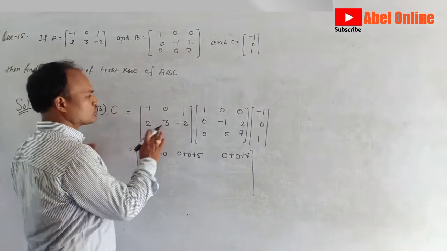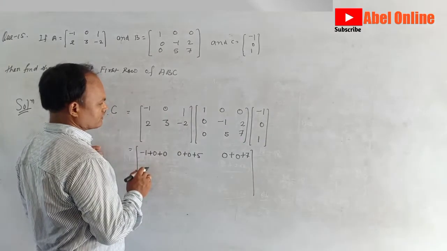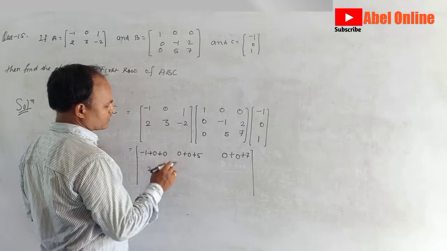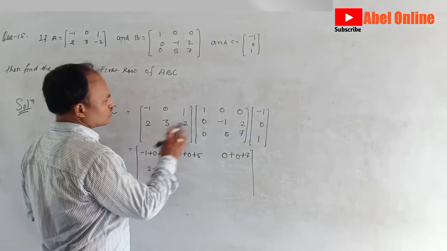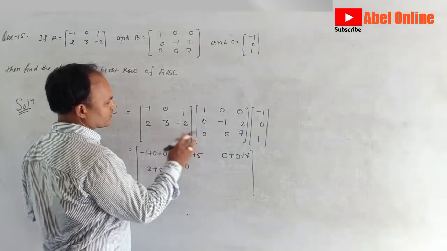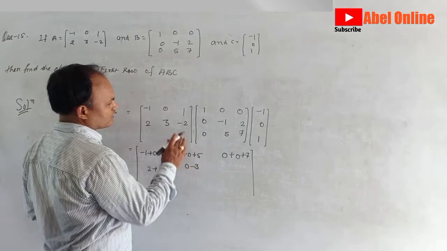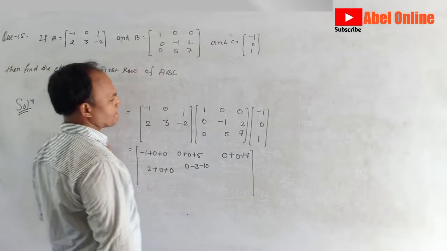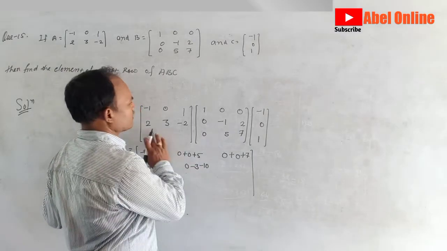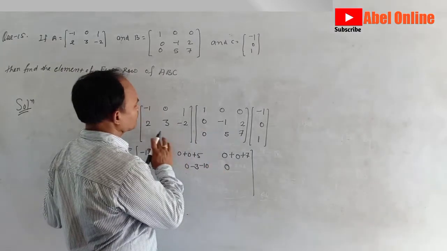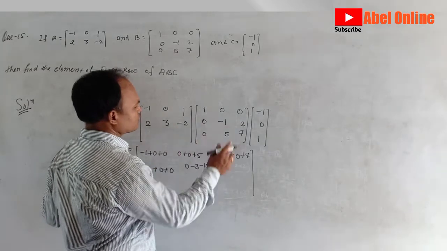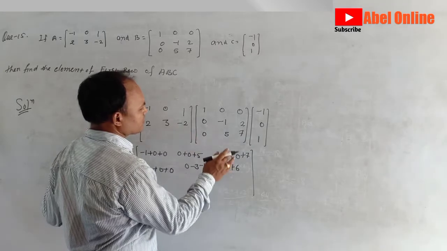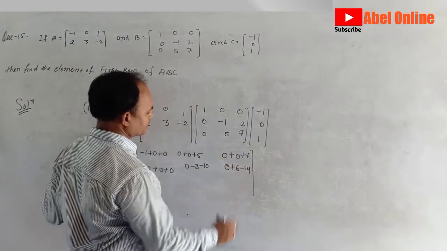Next one is 2 multiplied by 1, it is 2. 3 multiplied by 0, it is 0. Minus 2 multiplied by 0, it is 0. 2 multiplied by 0, it is 0. 3 multiplied by minus 1, minus 3. Minus 2 multiplied by 5, it is minus 10. 2 multiplied by 0, it is 0. 3 multiplied by 2 means it is 6. And minus 2 multiplied by 7 means minus 14.